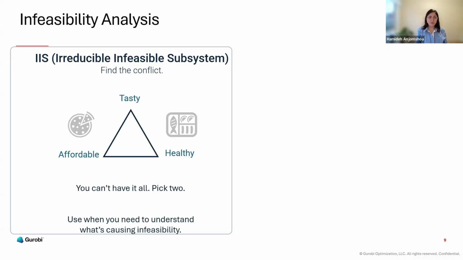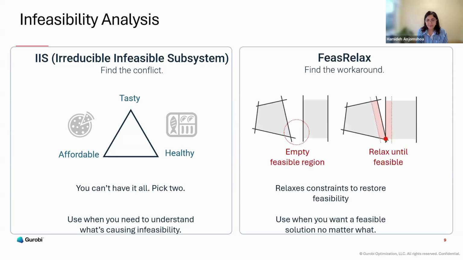So now we have an infeasible model. What do we do? How can we analyze it? We have 2 processes I'm going to introduce here. The first one is the irreducible infeasible system. In very simple terms, you find me what the conflict is here. For example, for tonight, when you're choosing your dinner, you have to think about what options you have: tasty, healthy, and affordable. You can't have it all the time. So you have to make up your mind and pick only 2. And these are something that you can consider later.